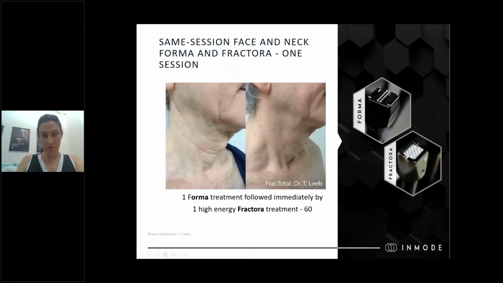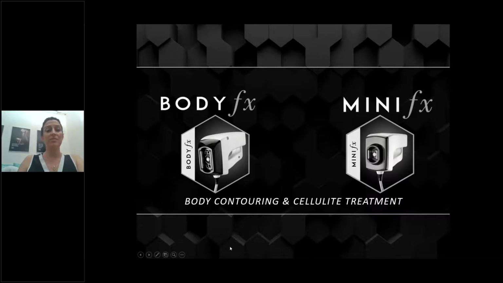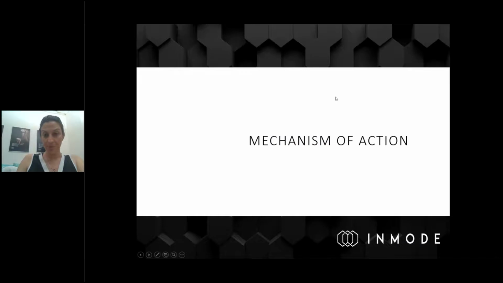I think we're good with questions. Let's move on to the body effects and mini effects. So body effects and mini effects are aimed for body contouring and cellulite treatment. Generally speaking, we're combining mechanical vacuum, skin massaging, non-thermal and thermal RF energy for the treatment of temporary reduction in appearance of cellulite and temporary improvement of circumference and body contouring.